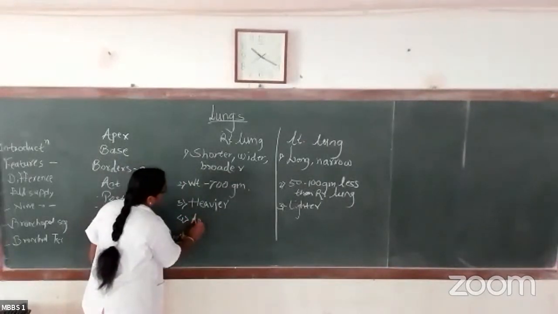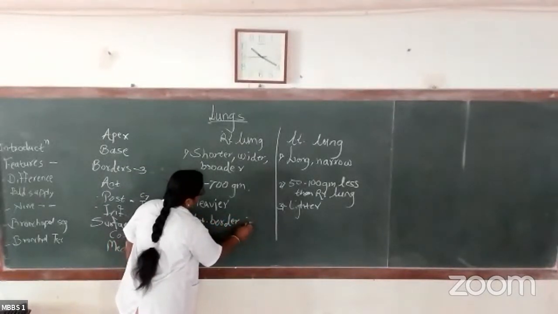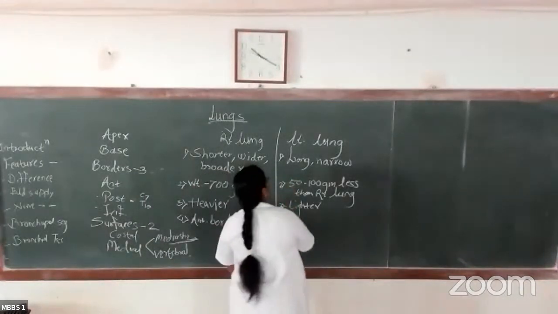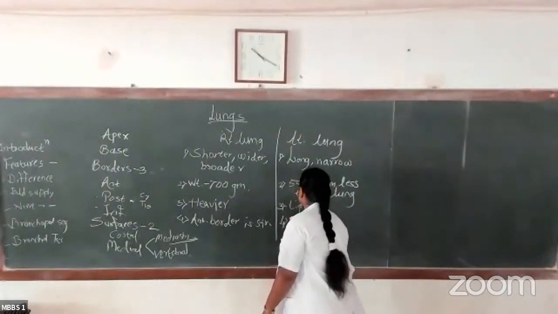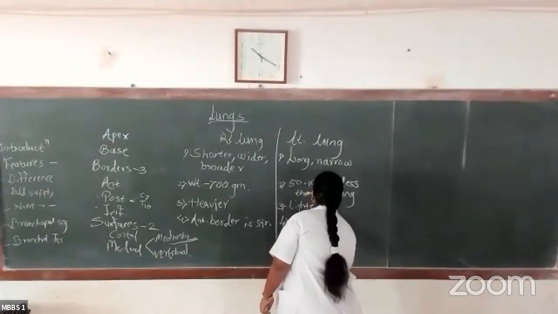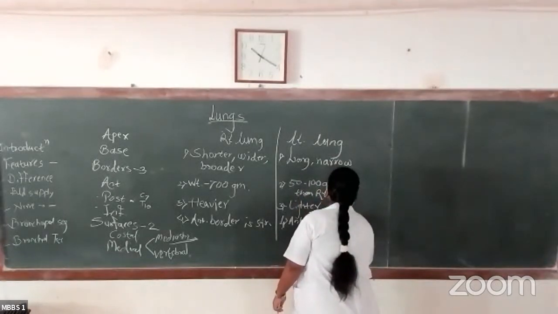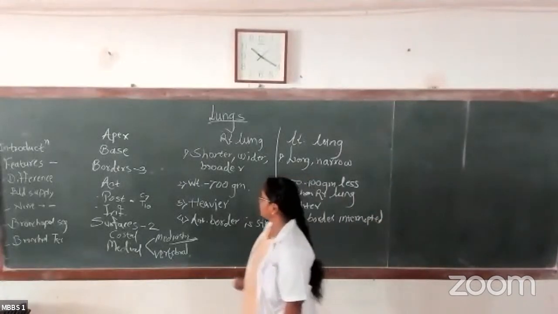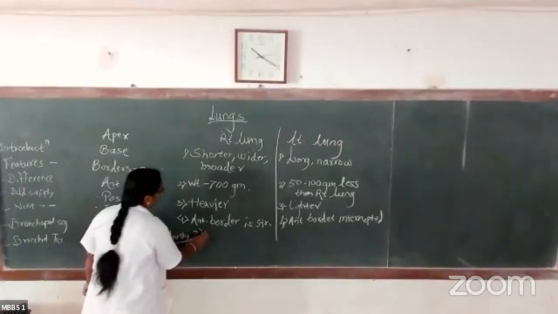Anterior border is straight. Now, in case of left lung, the anterior border is interrupted by the cardiac notch. See, in case of right lung, the base is more concave.